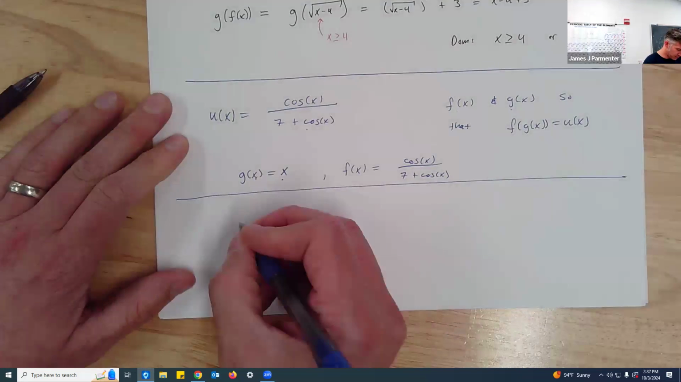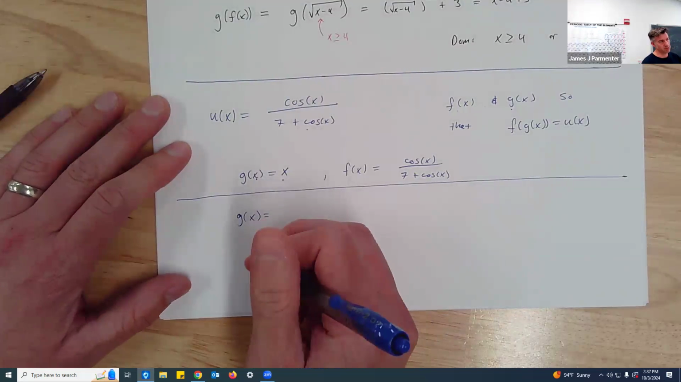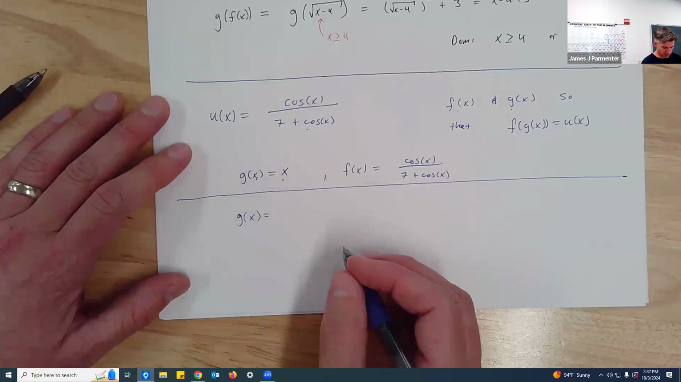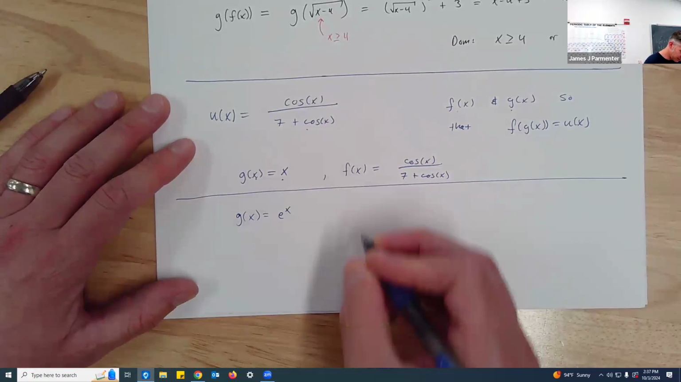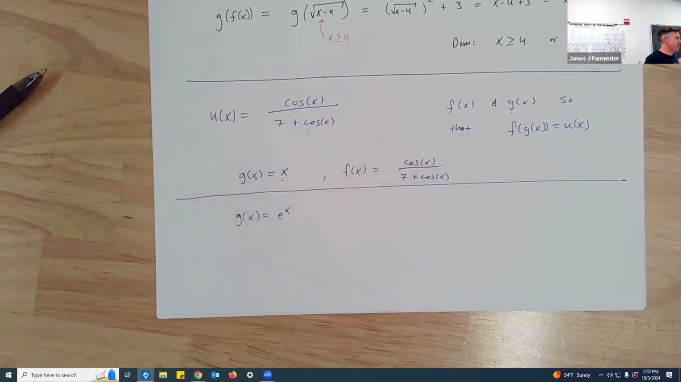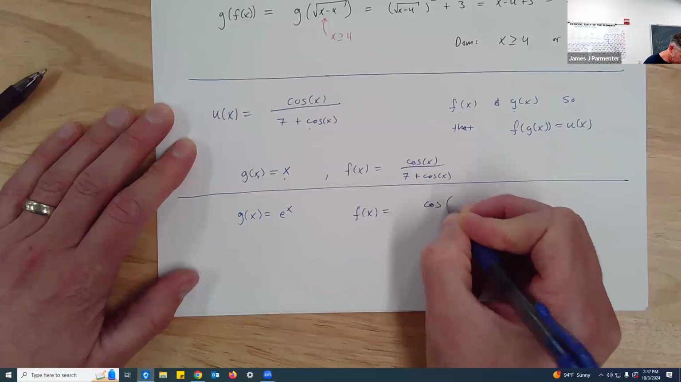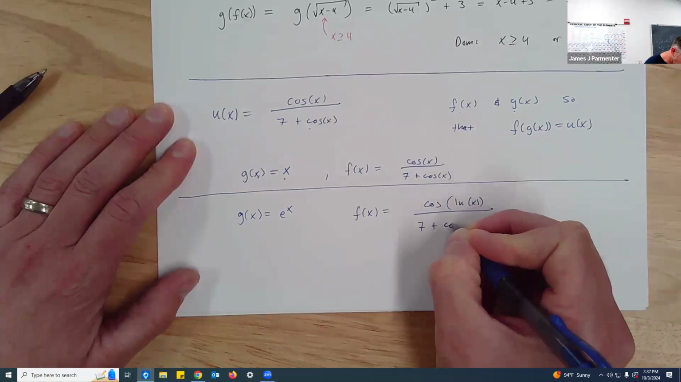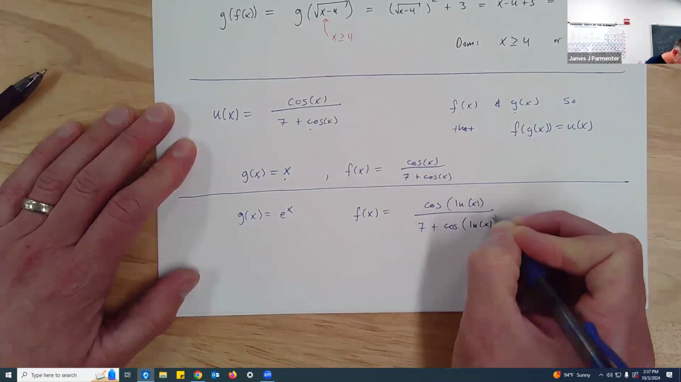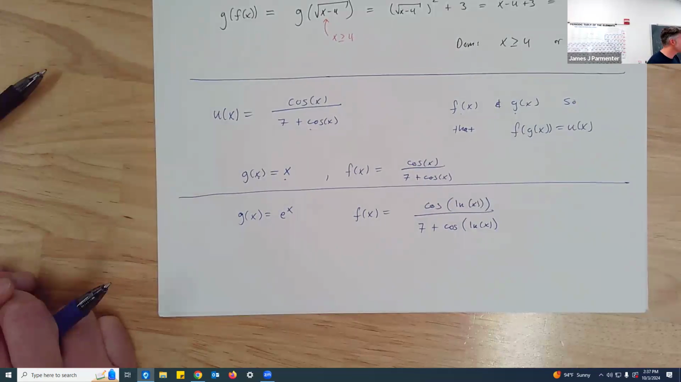I'm going to say that g of x is, yeah, let's be really silly about this. Let's say that g of x is e to the x. Where would that come from? From my brain. And f of x is cosine of the natural log of x over 7 plus cosine of the natural log of x. Sorry, there's too many parentheses there. Technically, this is correct. It is not the right answer in WebWork, I'm almost sure.